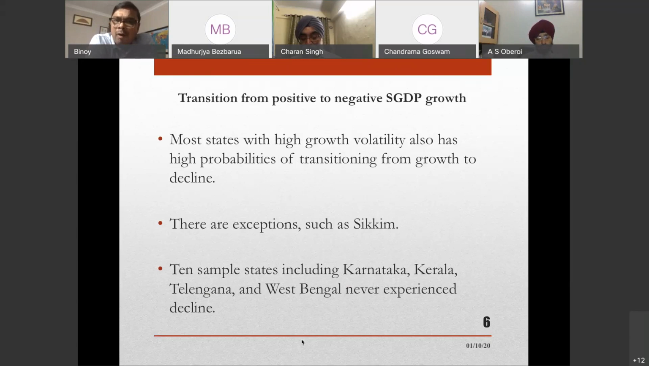In our case, we have found that the transition probability and the coefficient of variation largely confirm each other and show robust results. That means those states which have experienced high volatility in terms of the coefficient of variation also show a high probability of transitioning from positive growth to negative growth, with the exception of Sikkim. Sikkim has high variability in terms of the coefficient of variation, but doesn't show a probability of decline from growth in terms of transition probability. Then there are altogether 10 states in our sample which do not show any probability of transitioning from positive to negative growth, and that includes some bigger states like Karnataka, Kerala, Telangana, and West Bengal. So this gives us a picture of the vulnerability of the states.